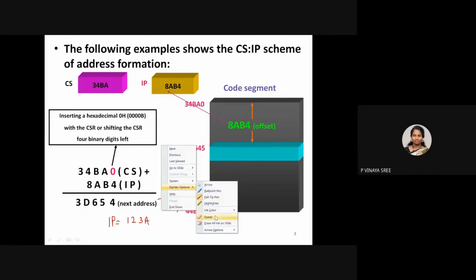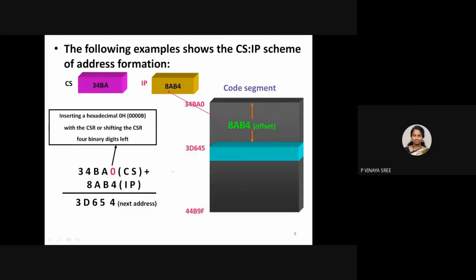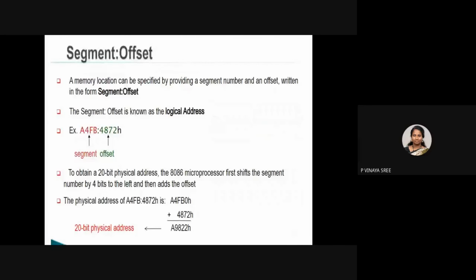In this way you have to calculate a physical address, but in some cases they will ask you to represent it in binary. In such a case, you should convert this hexadecimal to binary. See here, this is one more example. A4FB is your code segment, and let us consider this is your offset. If you add, you will get this 20-bit physical address.